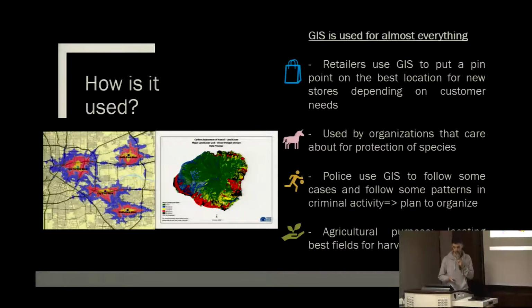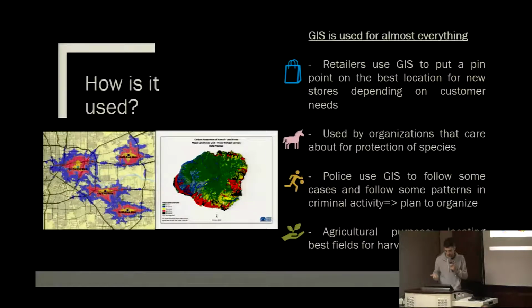So GIS is actually used for almost everything. A retailer can use GIS to put pinpoints on the best location for a new store depending on customer needs. I put an example here. For example, if you take 7-Eleven, they have different 7-Elevens all around Taipei, and if they put two 7-Elevens one next to the other, they won't make good benefits. So GIS helps with this. It can also be used by organizations who take care of species, to protect the species.